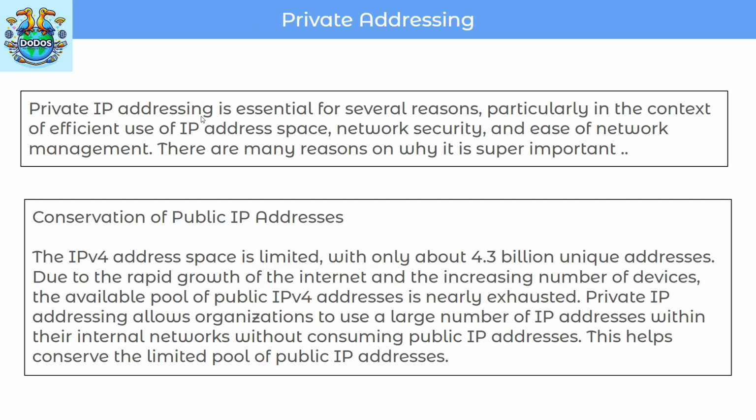Private IP addressing. So, what is private IP addressing? Private IP addressing is essential for several reasons, particularly in the context of efficient use of IP address space, network security, and ease of network management. There are many reasons why it's super important. It conserves IP addresses. So the space is limited, and because there's only 4.3 billion unique addresses and there's a huge growth of the internet and many people own many devices, it's almost finished. So private IP addressing allows organizations to use a bunch of the IP addresses without consuming the public ones. This helps conserve the limited amount of IP addresses.